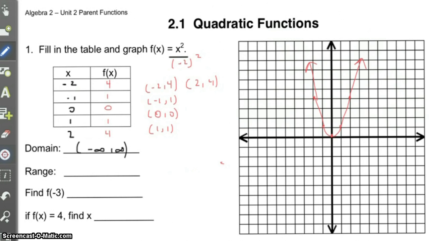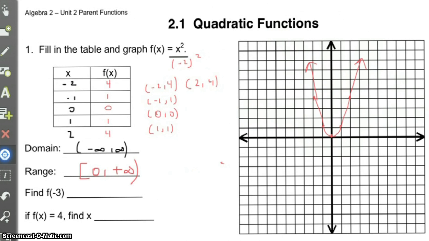And as for the range, it means from the bottom point, which is over here, is a 0, all the way up. So it's [0, plus infinity). And remember, the 0 is included since we do not have an open circle over here.